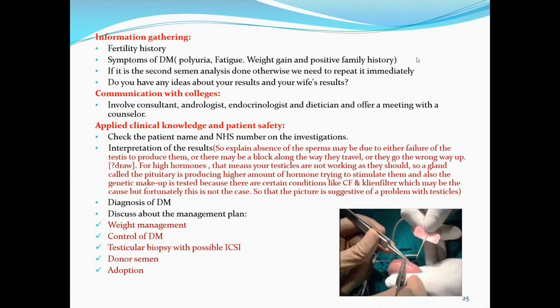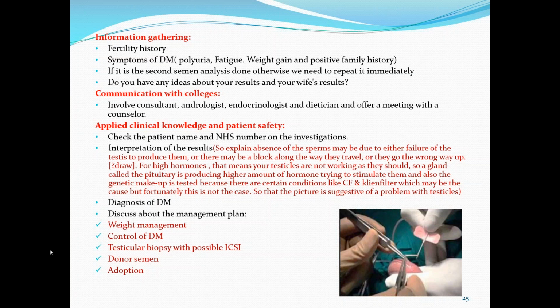It's a test tube baby, where we can inject your wife's egg with your own sperm, then the embryo, the developing baby, will be transferred to your wife's womb. And if it is not the case, and unfortunately we don't find any sperm in the sample taken from the testis, your option will be either donor semen or adoption.